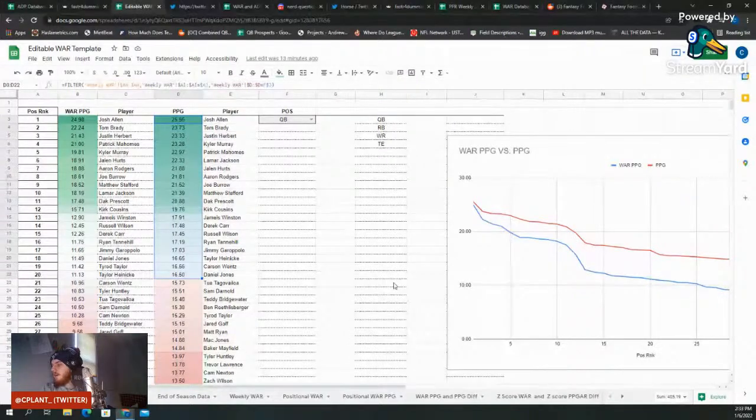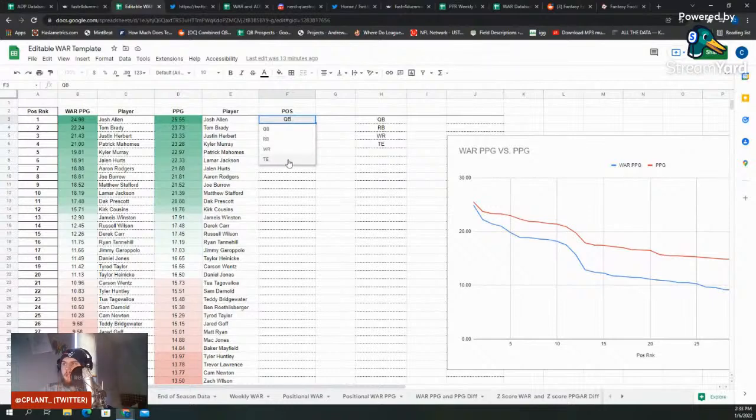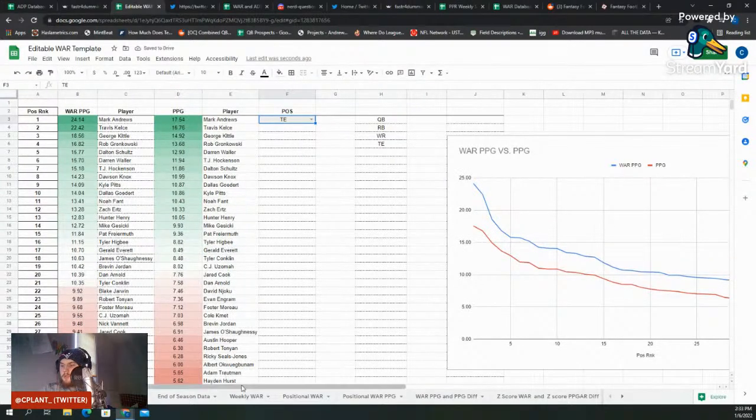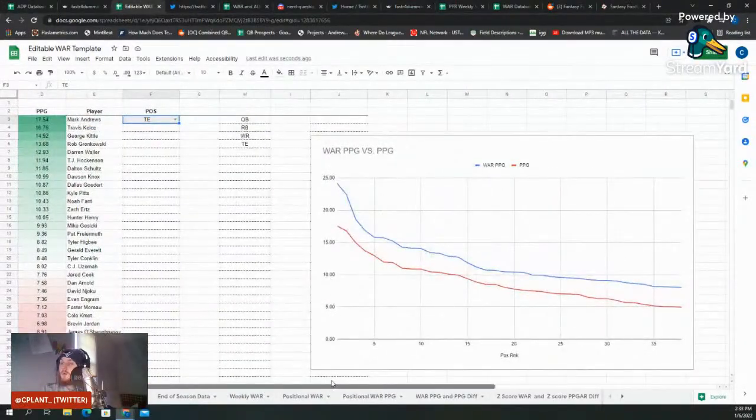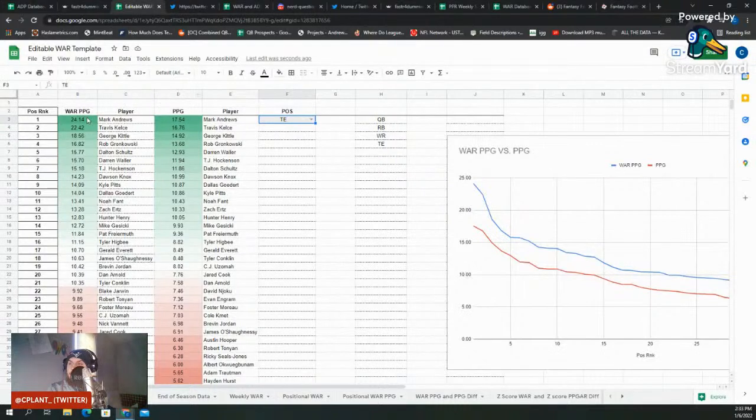Okay, now with that out of the way, if you're interested in the other positions, here's what they look like. Tight end, right? Across the board, tight ends in WAR points per game are valued more than if you were to just look at points per game, with the biggest difference being the tight end one. There's a 6-point difference between the tight end one in WAR points per game and the tight end one in regular points per game.